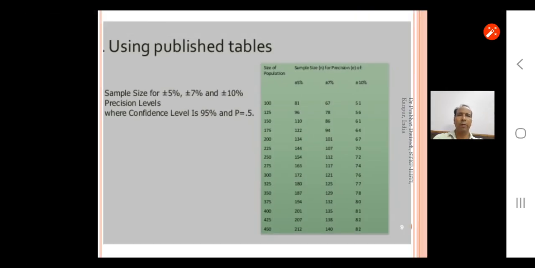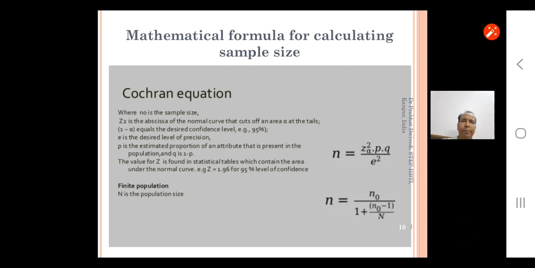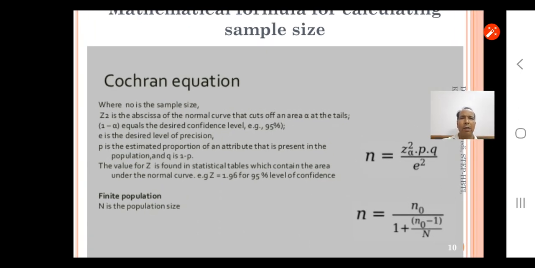Z alpha denotes the Z value of alpha error. Alpha is permissible error, and the value of Z at 5%, value of Z at 7%, value of Z at 10%, value of Z at 1%, value of Z at 0.5%, we can calculate from the Z table.